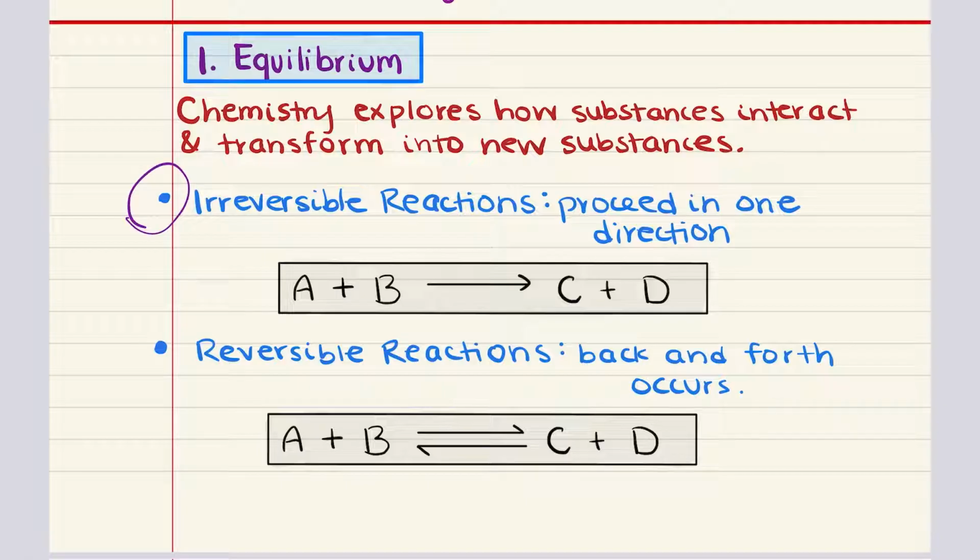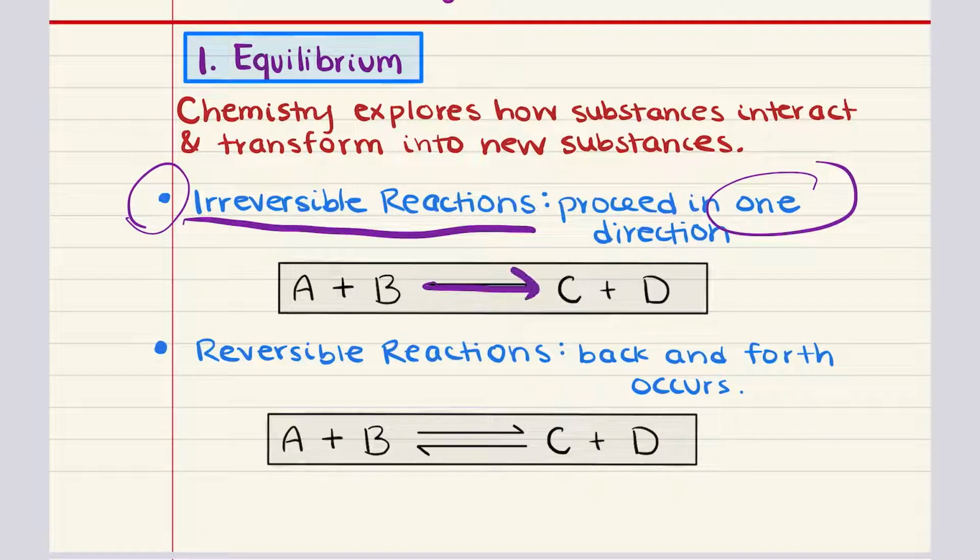Now, chemical reactions can be broadly classified into two categories based on their directionality. One category is irreversible reactions. These reactions proceed in one direction. Once the reactants are converted into products, the reaction stops because the products do not readily convert back into the original reactants. So a good example of this is the combustion of gasoline. It releases energy and gases that do not easily reform back into gasoline.